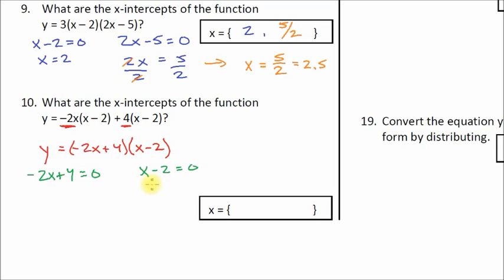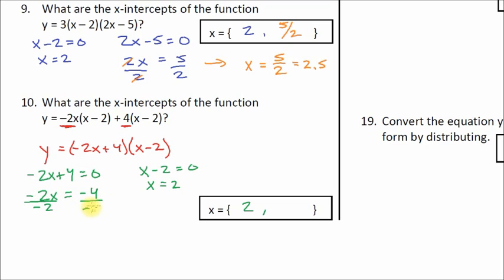Well, this one's the easy one. This value has to be 2. X is 2. This one, again, we'll do a little bit of algebra. We've got to subtract 4 from both sides because we want to move the constant to the other side. When we subtract 4 from both sides, we get negative 2x equals negative 4. And now we want to get the x by itself. Now that the term is by itself, now we can get rid of the coefficient on the x.